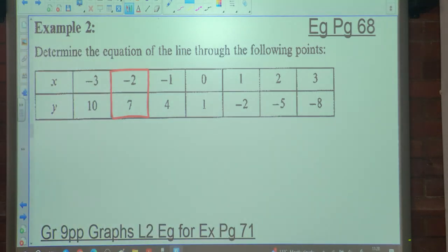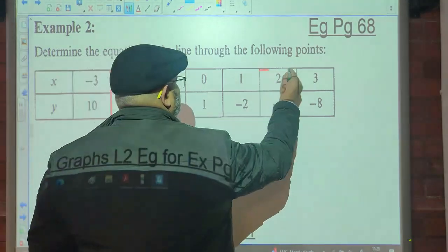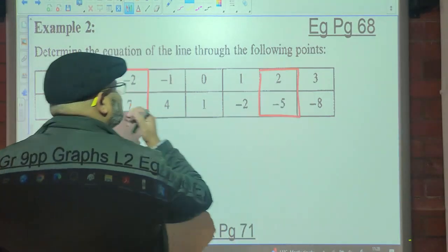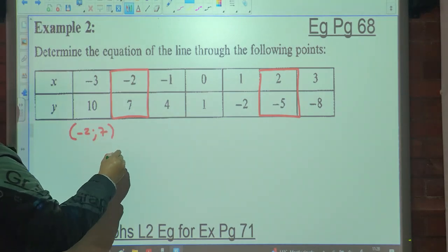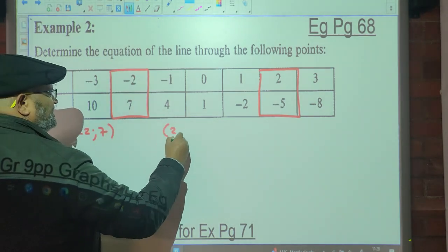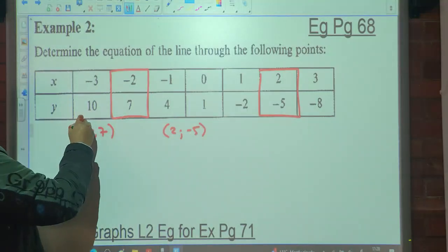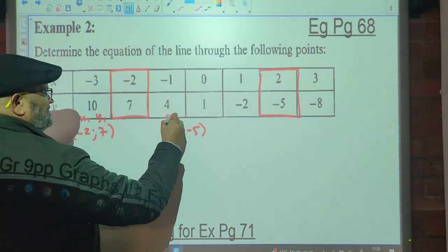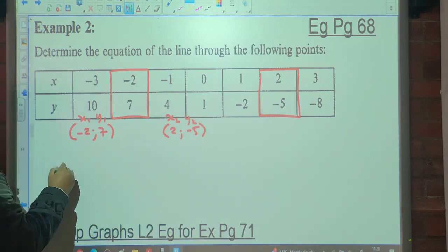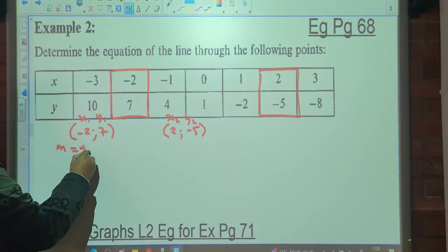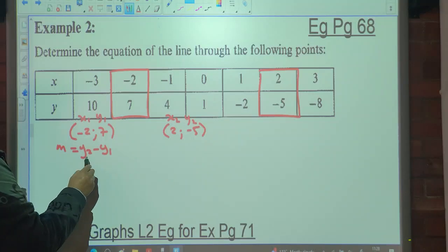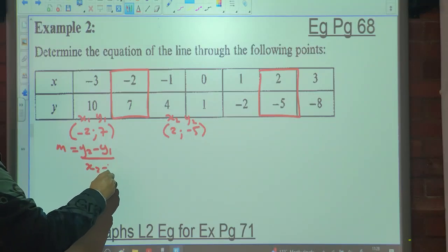So, we're going to go with negative 2 and 7, and 2 and negative 5. So, we make this x1, y1. This will be x2, y2. So, how do we work out the gradient? y2 minus y1 over x2 minus x1.